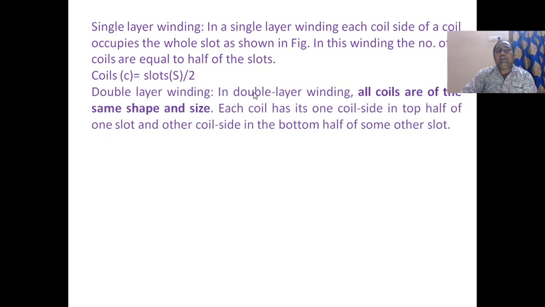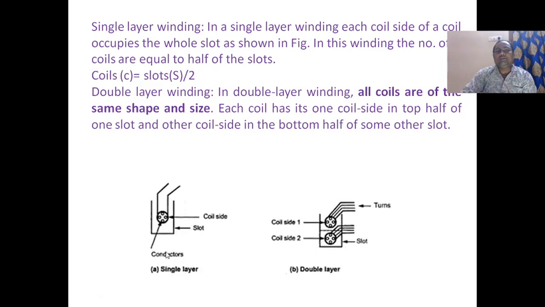Double layer winding: in a double layer winding, all coils are the same shape and size. Each coil has one coil side in the top half of one slot and the other coil side in the bottom half of some other slot. So please see, the single layer has only one coil side and one conductor. In the double layer there are two conductors, coil side 1 and coil side 2. This is a single layer, this is a double layer.